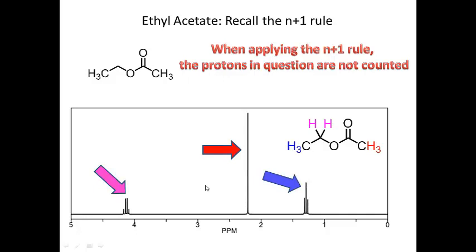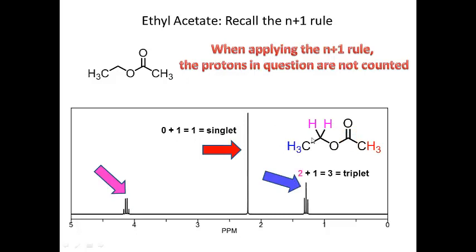So ethyl acetate, let's take the n+1 rule and apply it here. Notice I have 3 signals, and the protons are color-coded, and the arrows are color-coded to those protons. This singlet right here is representative of this red set of protons. If we use the n+1 rule, this should be a singlet because n is 0. What that means is that on this carbon there are no neighboring protons, so if n is 0, n+1 is 1, so we get a singlet.